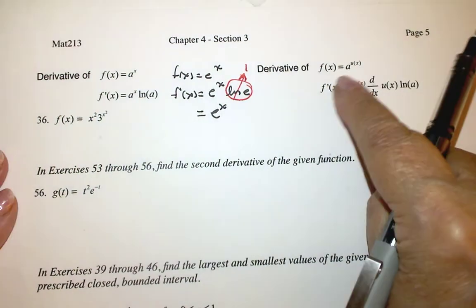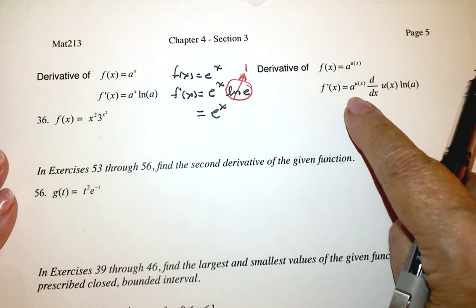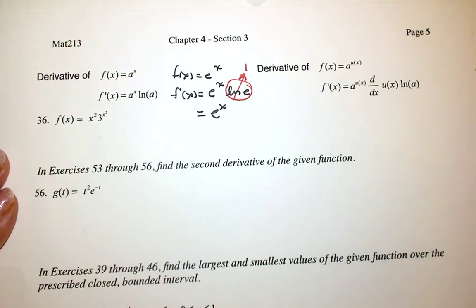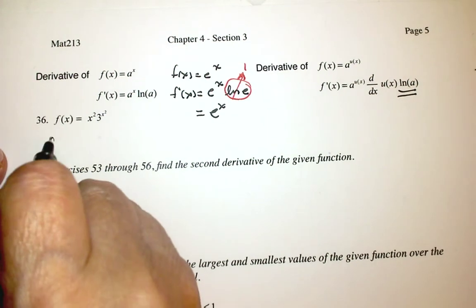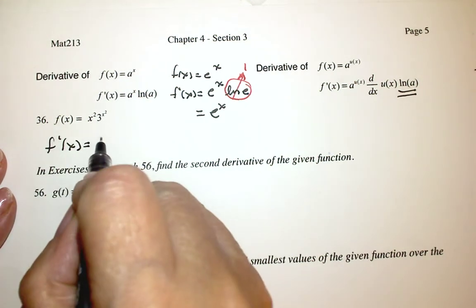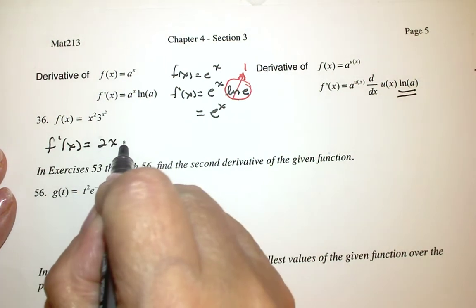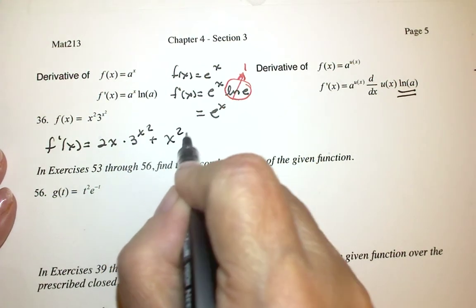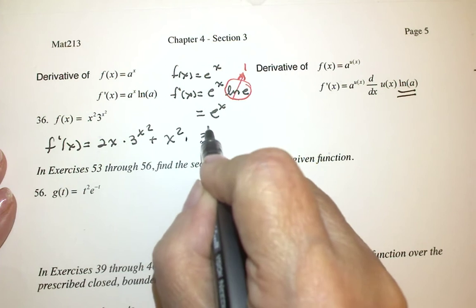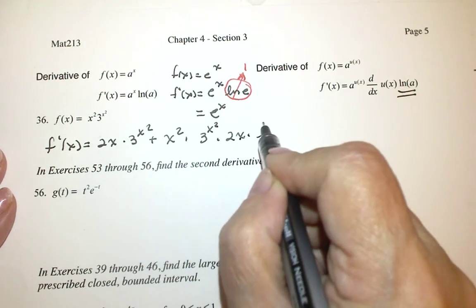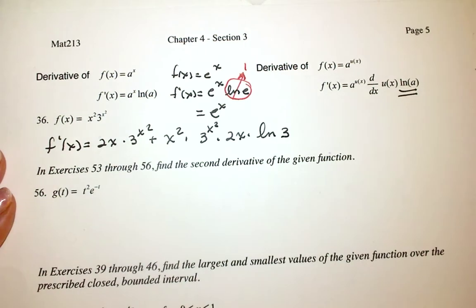And of course, if it's a to a blob, it's a to the blob times the derivative of the blob times the natural log of the base. That's what I kept forgetting. So what's f prime? This is product rule. Derivative of x squared times 3 to the blob, plus x squared times 3 to the blob times the derivative of the blob times the natural log of the base.